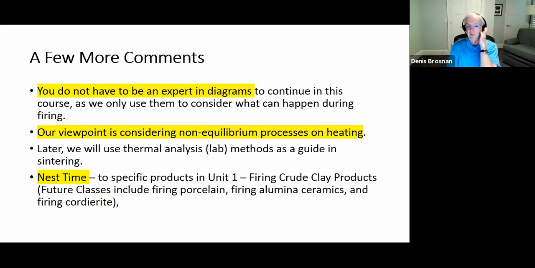Now look, you don't have to be an expert in phase diagrams, but you do need to use them. I spent my career teaching this course to link chemistry to mineralogy to phase equilibria. It's really pretty elegant to look at all three of those together, and that's what we're doing in the first part of this course on firing. You don't have to be an expert. You just look at the map and say, here's where the final composition should be. That should be denoted by X-ray diffraction in the fired product.